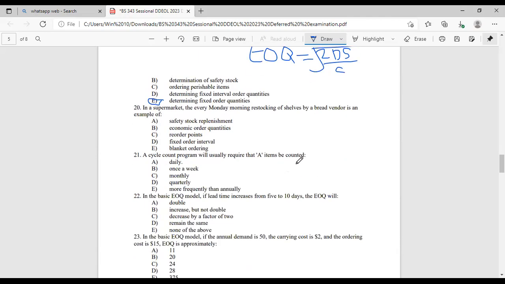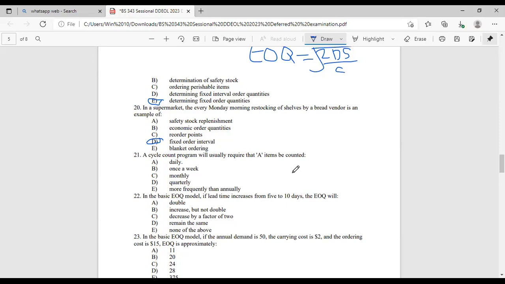And then in a supermarket, every Monday morning, the restocking is, in this question, a fixed order interval. Restocking simply means it's a fixed order interval. So we are looking at the fixed order interval. That question is also on question 8, the fixed order interval. All right, so that is just about what we have there.